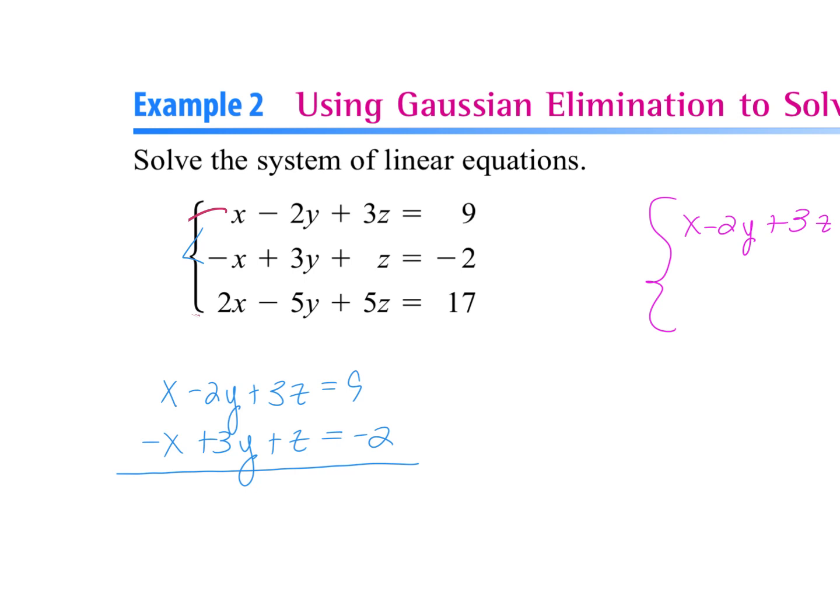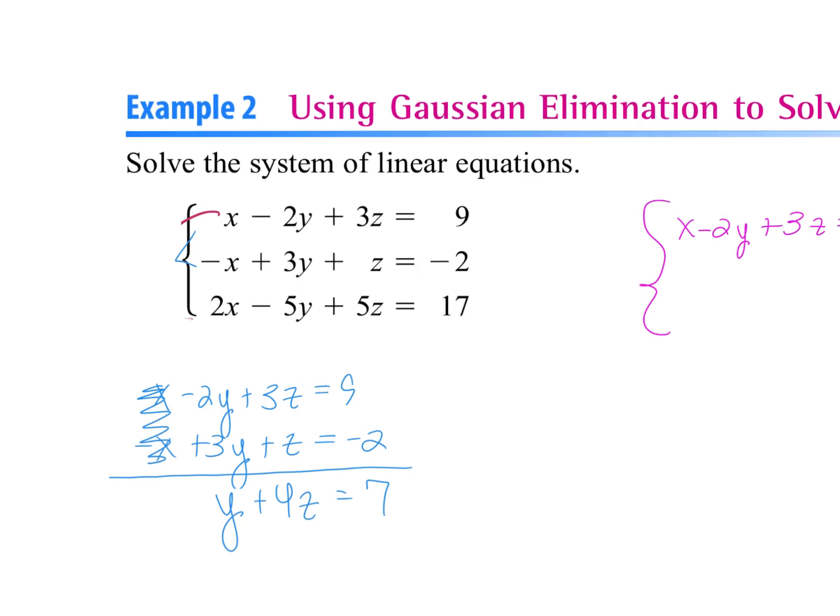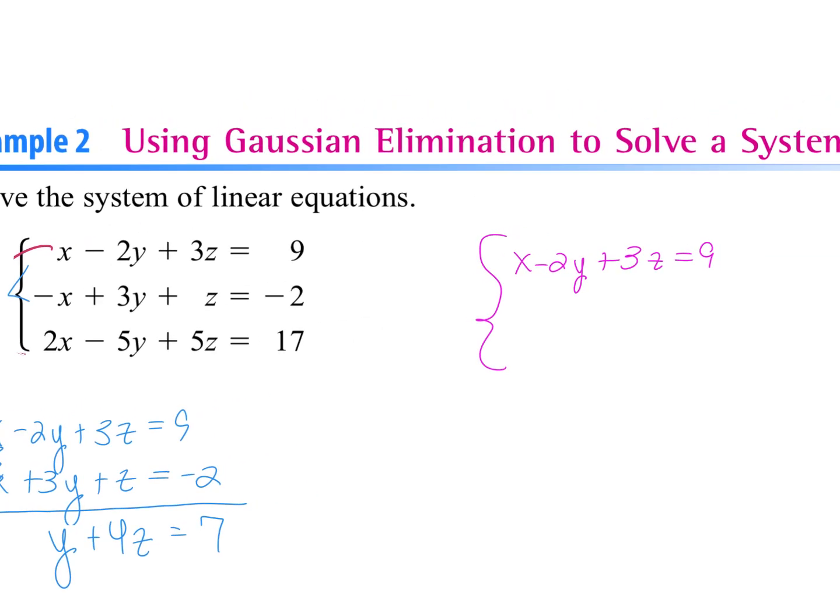I have a positive 1x and a negative 1x. So when I combine, these cancel out. Negative 2y plus 3y gives me y. 3z plus 1z gives me positive 4z. And then 9 minus 2 equals 7. So there you have created, guys, your second equation. I'm going to write it over here as y plus 4z equals 7.